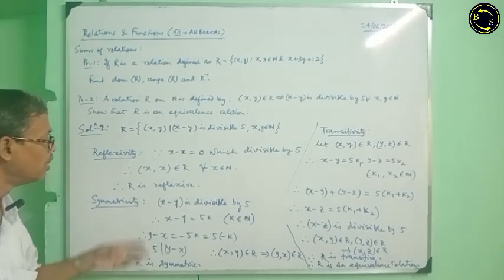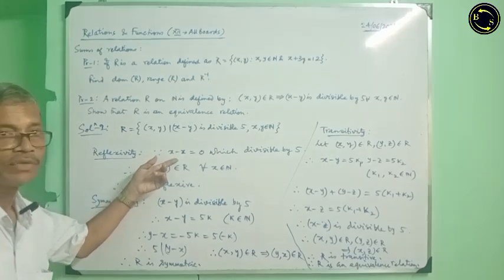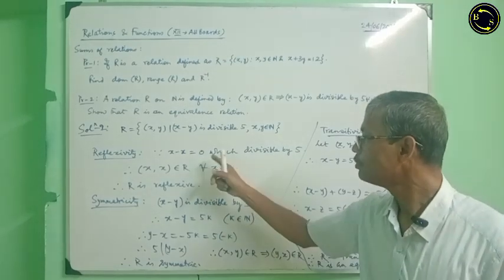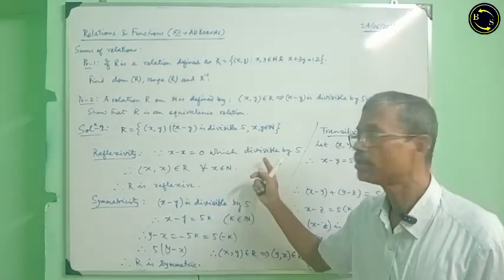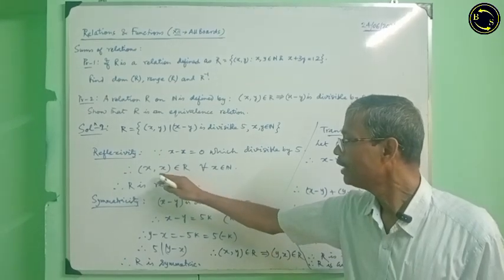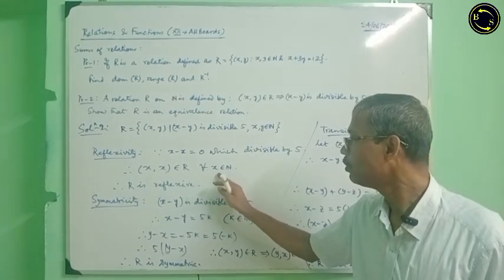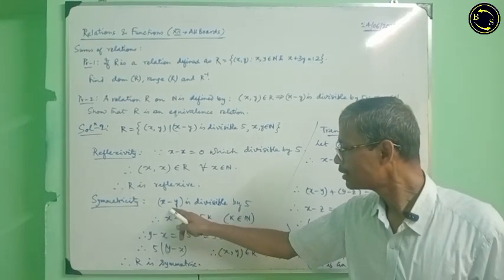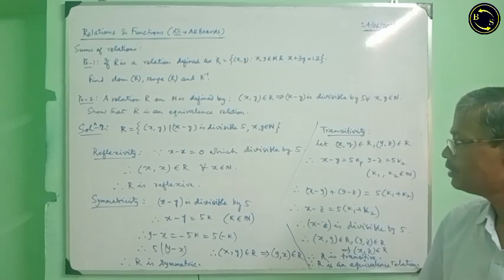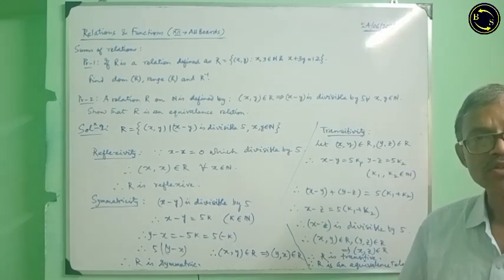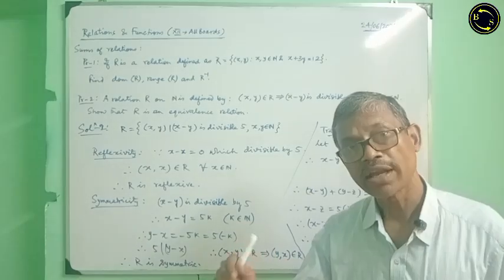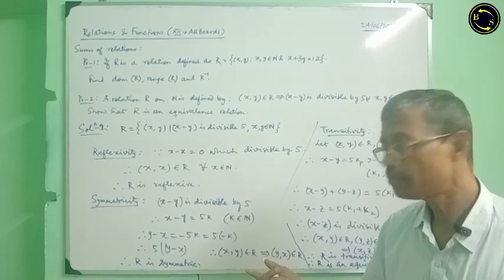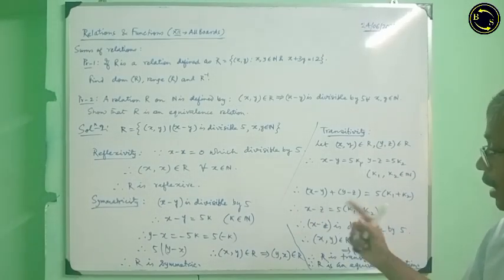Follow the steps. x minus x, that means if we take the difference of two equal numbers, the value will be 0, and 0 is always divisible by a non-zero number, therefore it is divisible by 5. Therefore, (x, x) belongs to R for all x belonging to the set of naturals. Then if x minus y is divisible by 5, that means 5 divides x minus y. If we take the negative of x minus y, that means y minus x, that is also divisible by 5, so that R is symmetric.